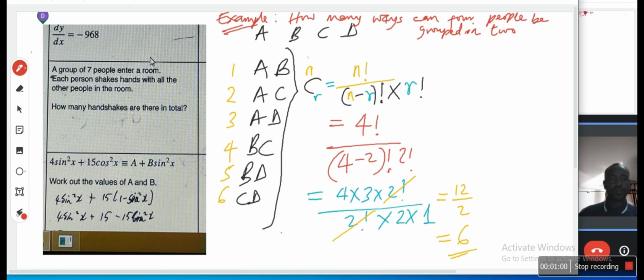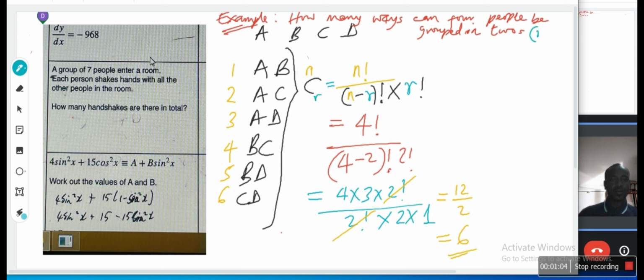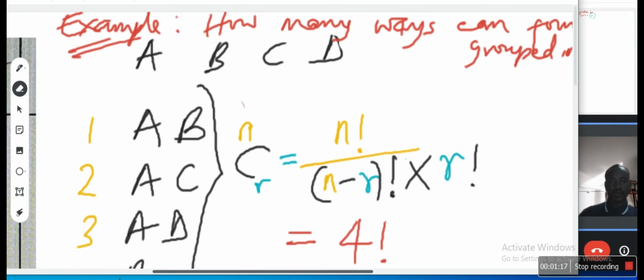So the group is what we can call R. The number is what we can call N. Okay? Let me zoom it in a bit.